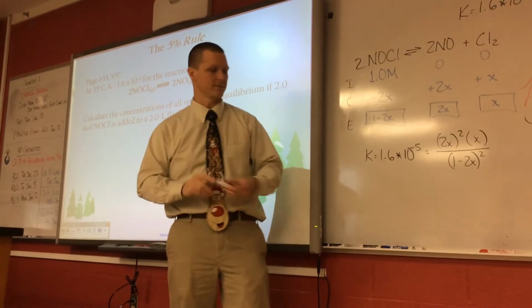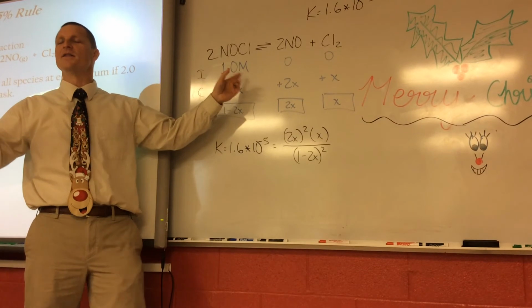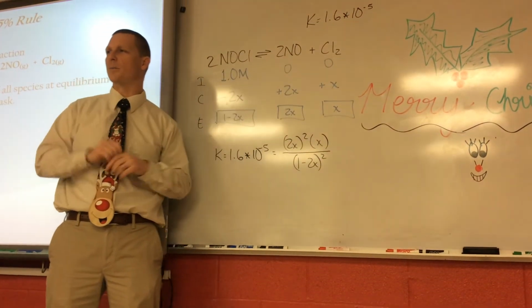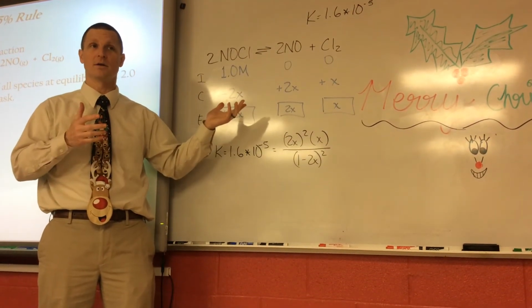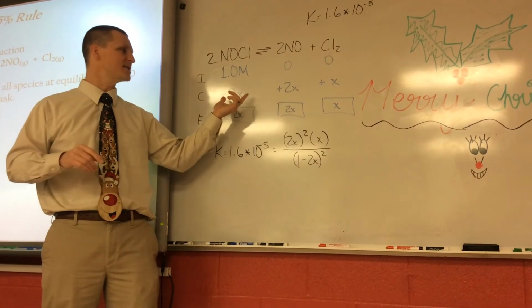It's a good approximation. Do you agree, we all said, that this shifts to the right, but only a minuscule amount because the K value is so small? That means we're going to have mostly reactants at equilibrium. What can you say then about the size of the x?